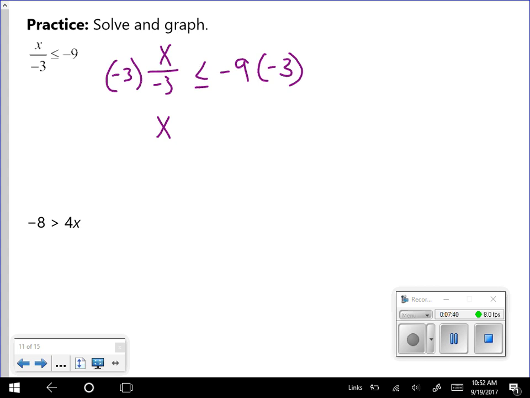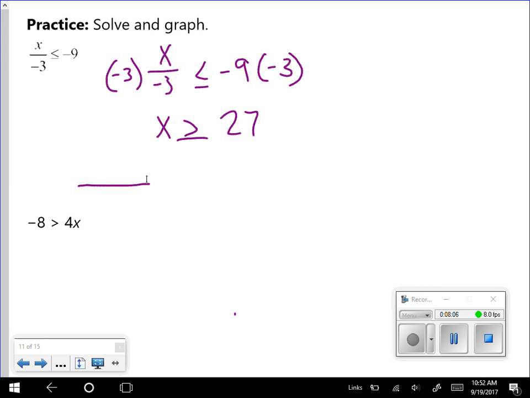So instead of less than, I'm going to have greater than or equal to. And negative 9 times negative 3 is positive 27. And that is mainly the reason why we flip it, because the negative impacts it. If we multiply a negative times a negative, it's going to be positive. So that's really going to impact if our inequality is true.